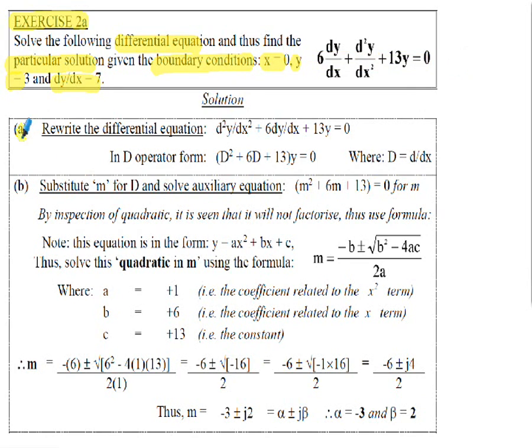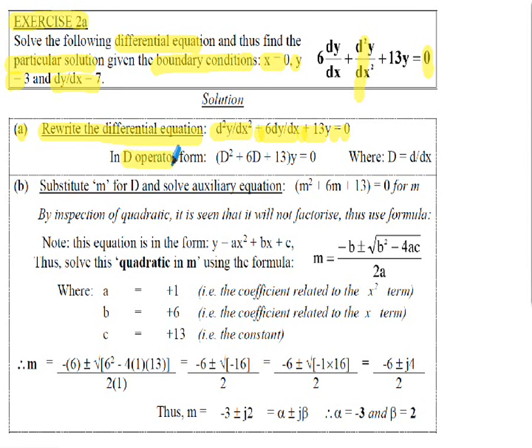In our step 1 we need to rewrite the differential equation. Notice it's not quite written in the correct format. We do have all the terms on the left hand side and it equals 0, so that's correct. But this term here, the d2y by dx squared, should really be the first term in the equation for clarity. So I'm just going to rewrite that. The first term is d2y by dx squared plus 6dy by dx plus 13y, and of course it's got to equal 0.